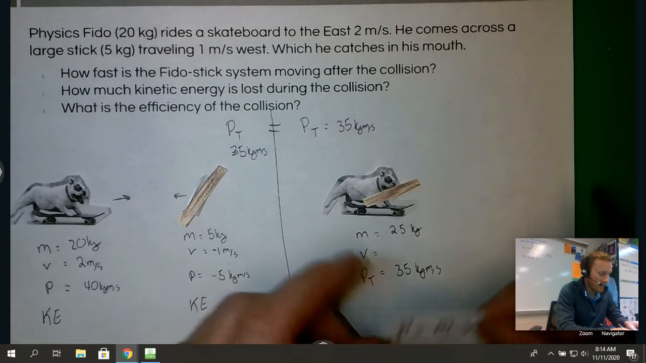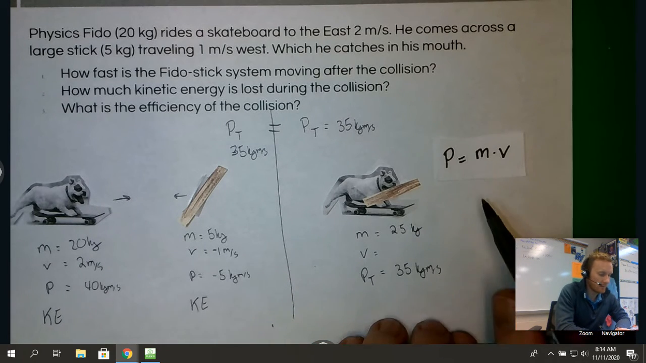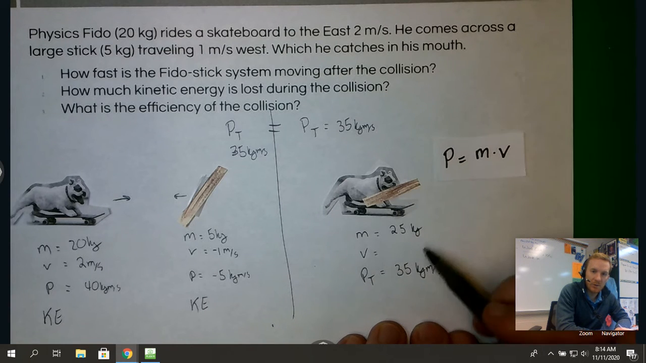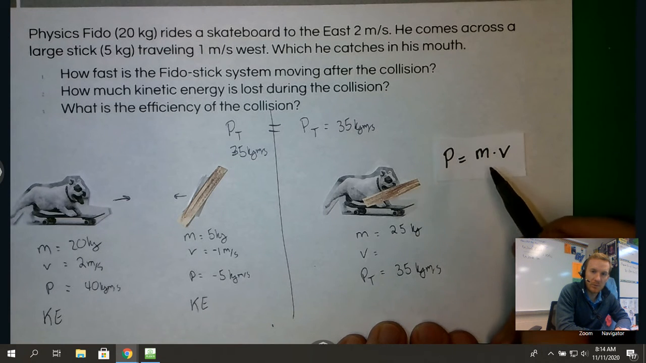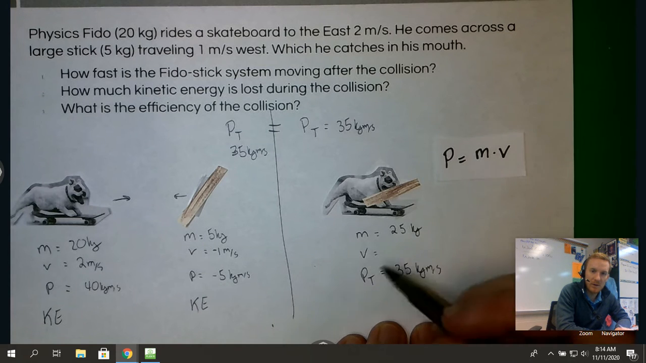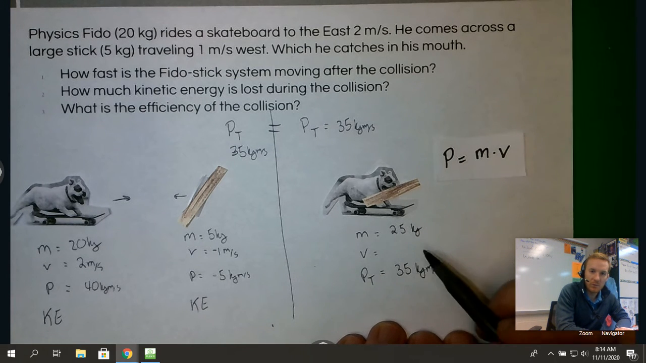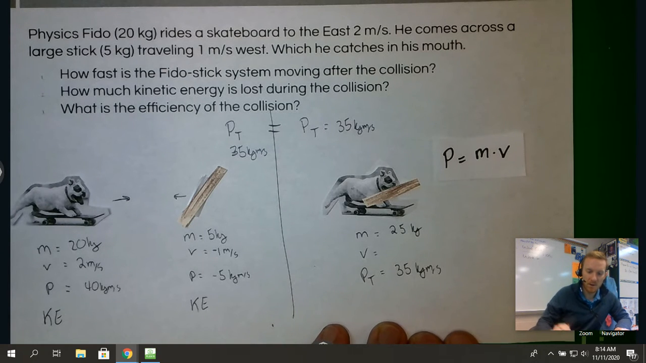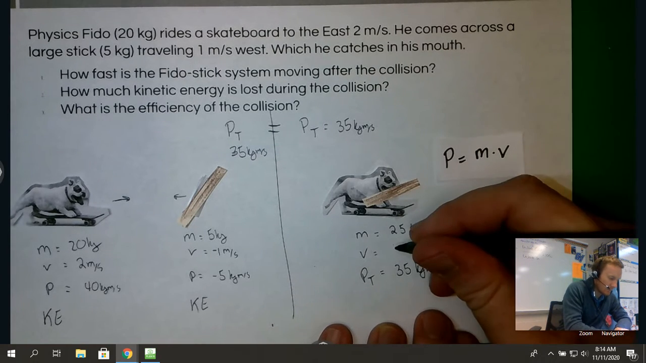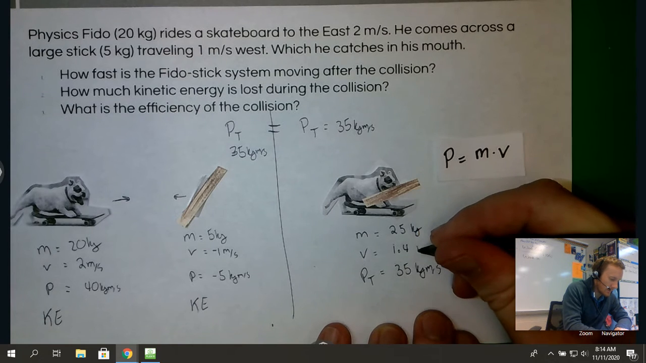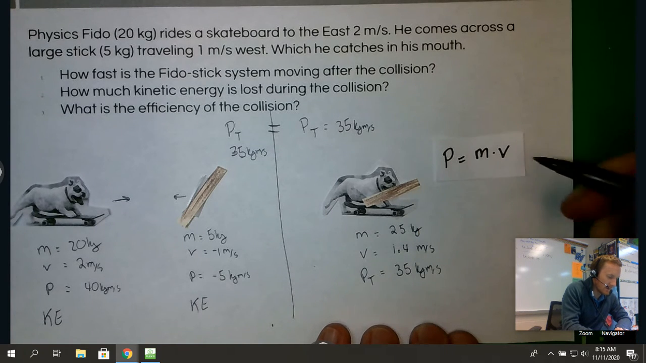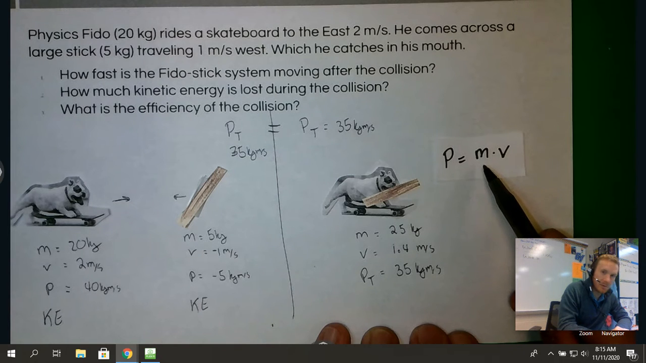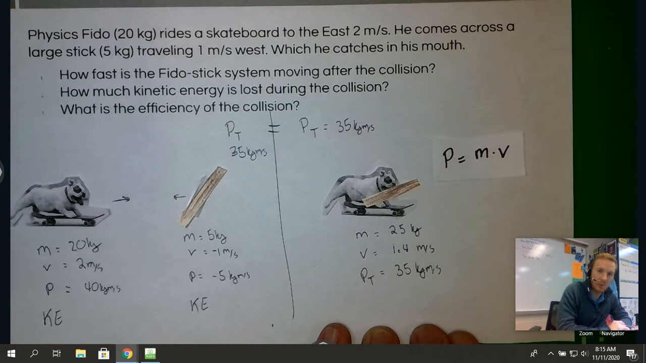And we can use our momentum equation, right, to solve for our missing velocity. Okay? So we've got 35 is equal to the mass times v. So to solve for v, we're just going to divide our momentum by 25, and we should get 1.4 meters per second. Okay, so that's 35 divided by 25, and that should give us 1.4.